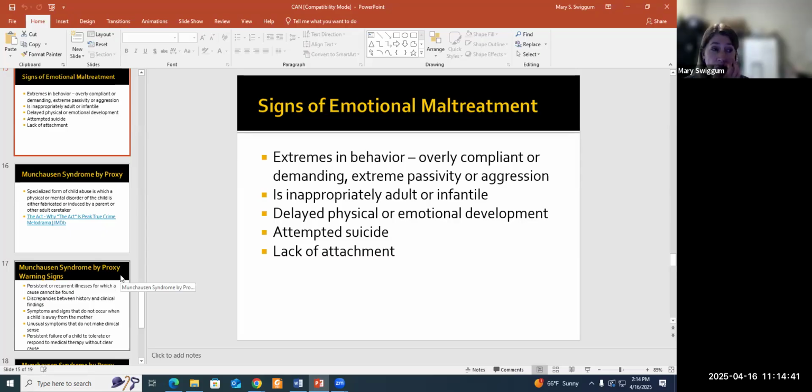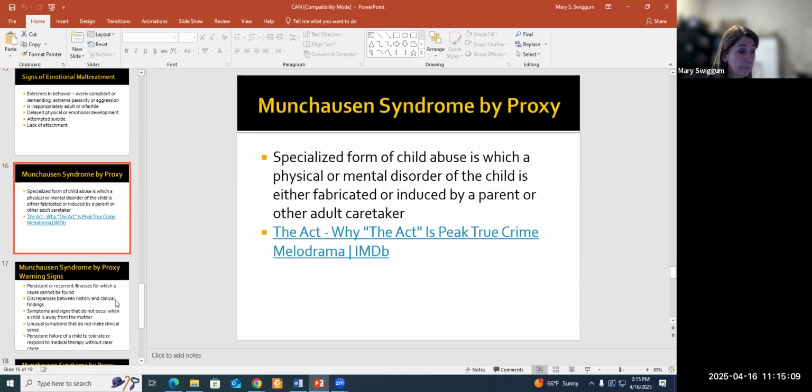A lot of our kiddos who come from countries in which there are orphanages, especially in orphanages where there's a very high ratio of children to adults, suffer from emotional maltreatment. And if these children are adopted at too old of an age, they can really have a problem developing any type of attachment to an adult and develop severe behaviors as a result of that.